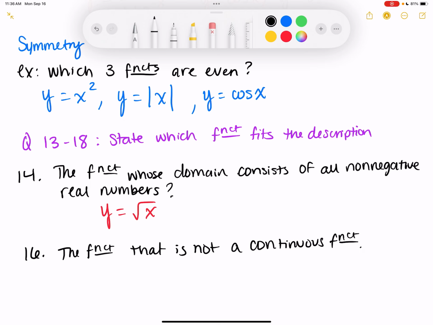Y equals int of x. That's because we said that this is not continuous on its domain. Y equals 1 over x is continuous on its domain, so it would be a continuous function even though it has a discontinuity. So that's why this one is the integer function.